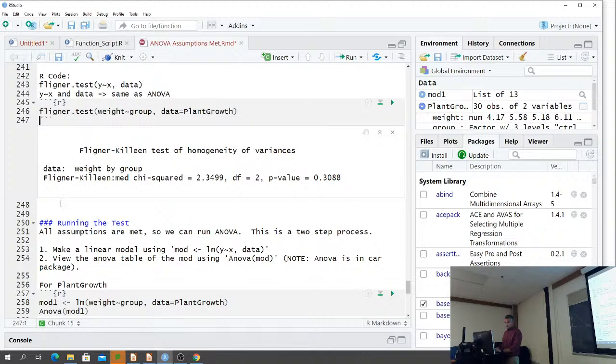So for here, our write-up, are we greater than 0.05? Yep. Our null hypothesis is that they're equal, so we failed to reject that, and thus conclude our variances are equal. And then our test, Fligner-Killeen test, and then our chi-squared value is 2.35. Degrees of freedom is 2, and the p-value is less than 0.3.